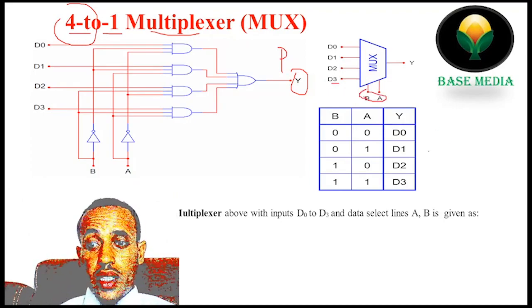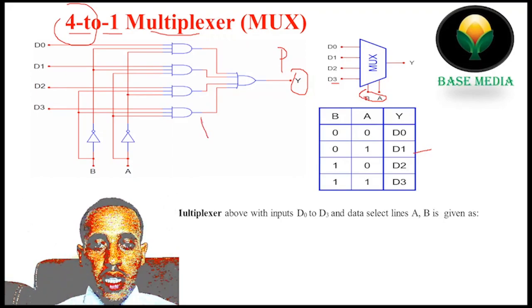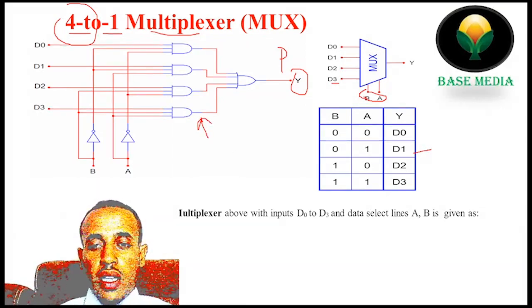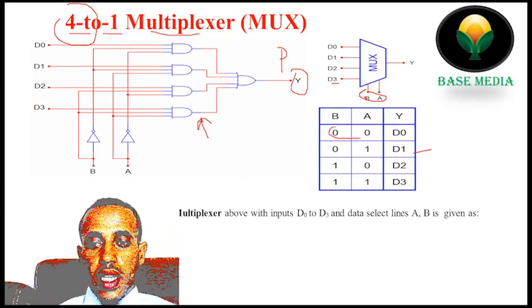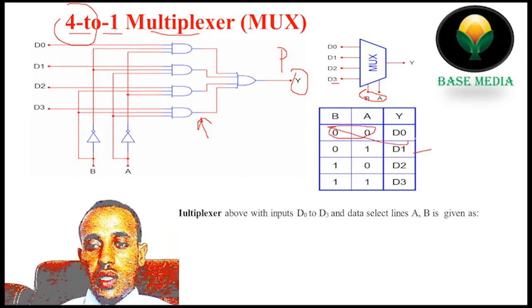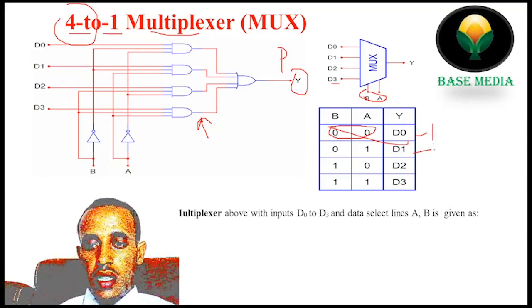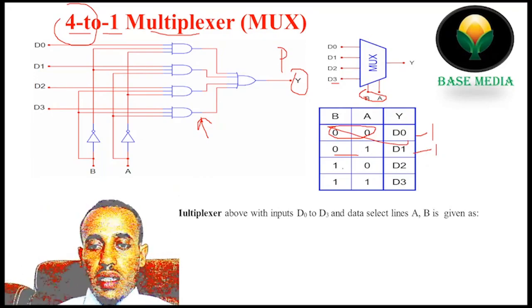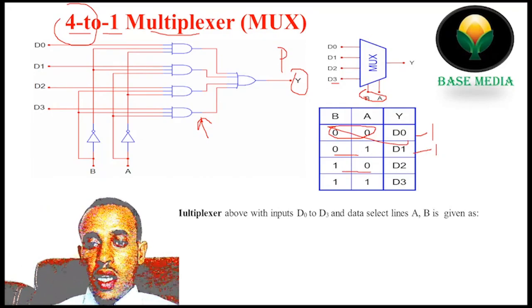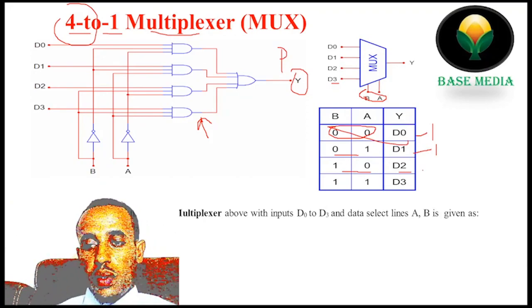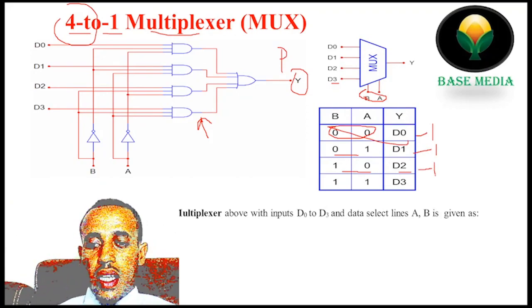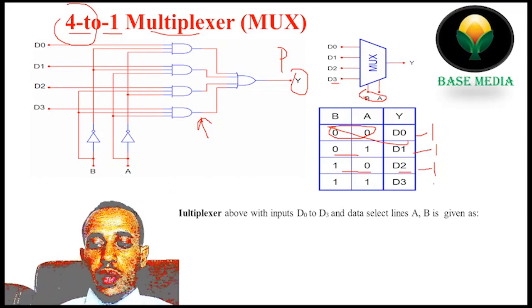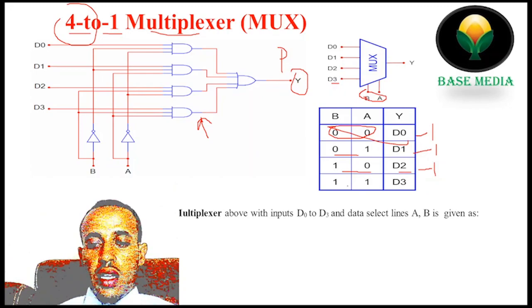So from the truth table we make this digital logic diagram. For the first combination we get D0. So in this case D0 will be 1, and in this case D1 will be 1, and for this selector line combination D2 will be 1, or the line will be open to pass the input signals. And for this combination D3 will be 1.